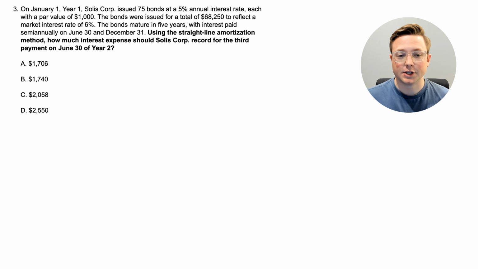All right, here we are at question 3. Using the straight line amortization method, how much interest expense should Solace Corp record for the third payment on June 30th of year 2? Now, we are using the straight line method instead of the effective interest method, so that's good to know. Now we go to the top here.